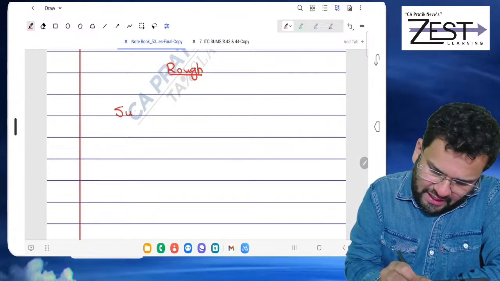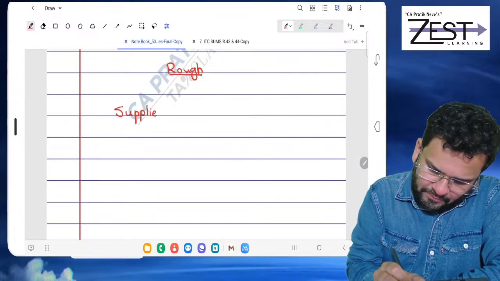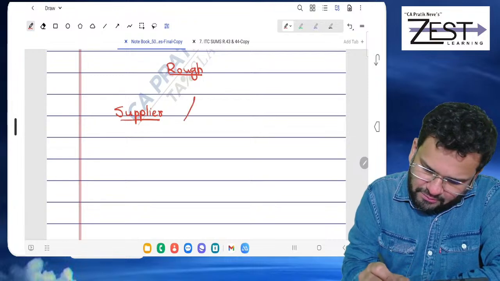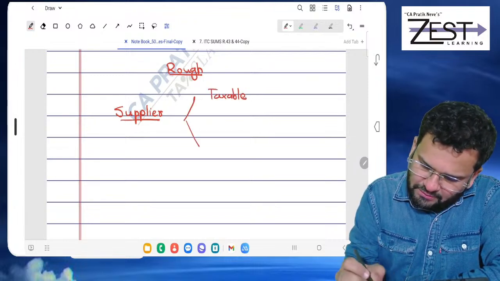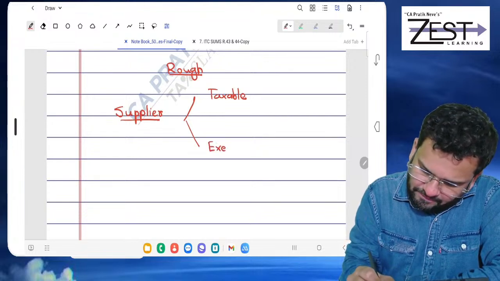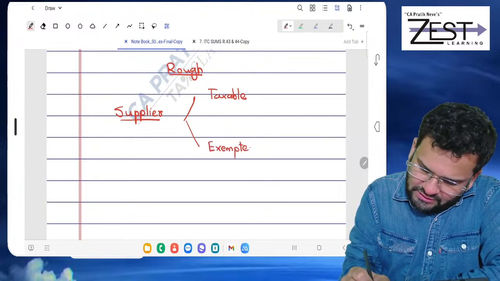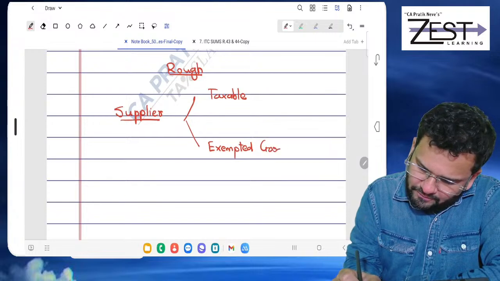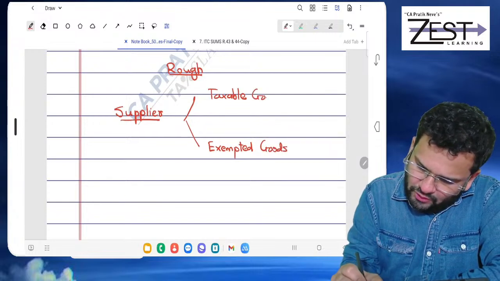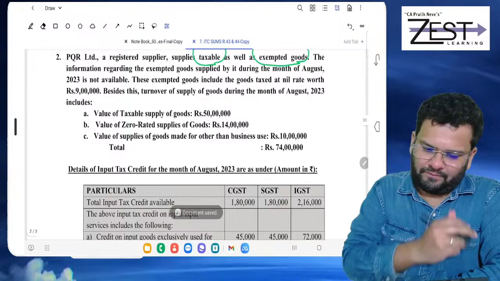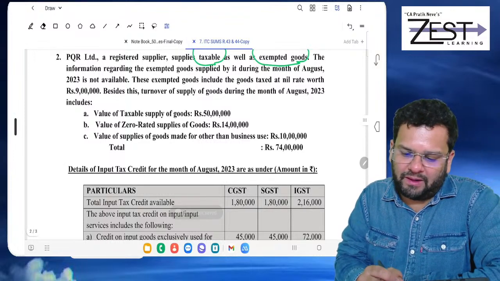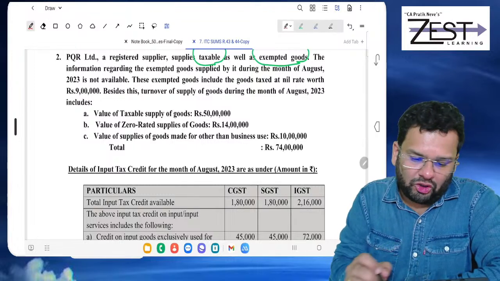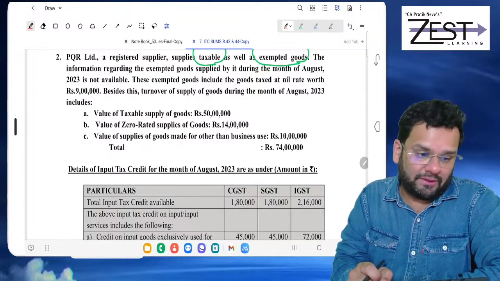There is a supplier. This supplier is supplying both taxable as well as exempted goods. You agree with me? The information regarding exempted goods supplied by it during the month of August 23 is not available.